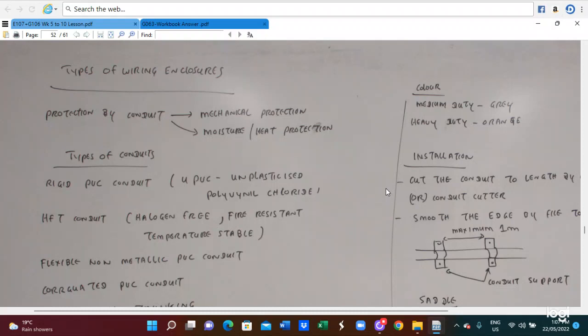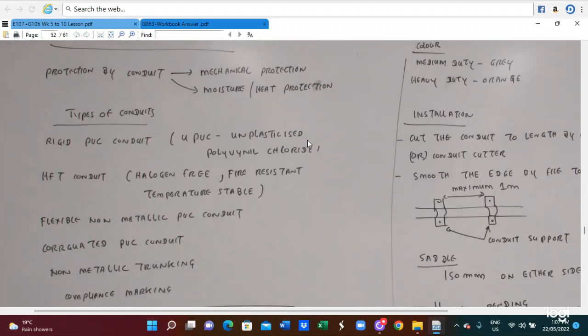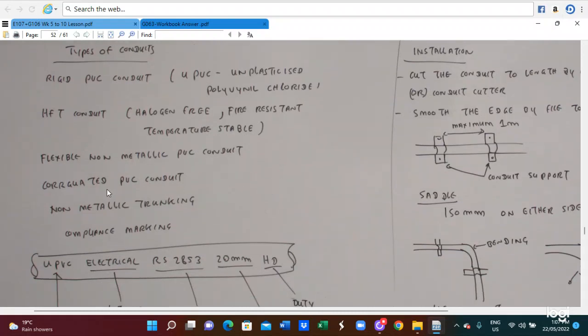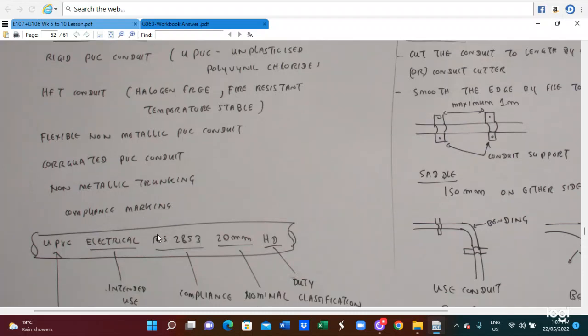So this is the type of wiring enclosure. Protection is provided by the conduit for mechanical protection and also moisture and heat protection. Types of conduits are a rigid PVC conduit and also the heavy duty conduit, or the flexible non-metallic PVC conduit, a corrugated PVC conduit, non-metallic trunking, and also the compliant marking.